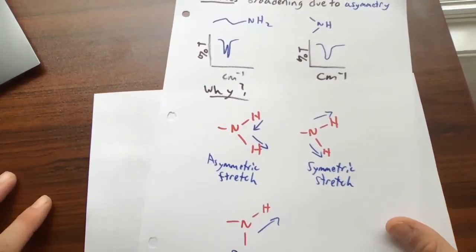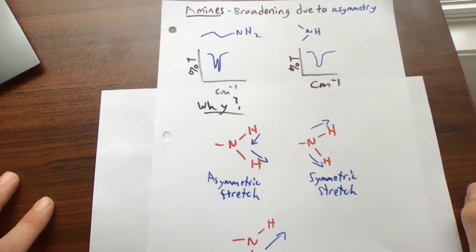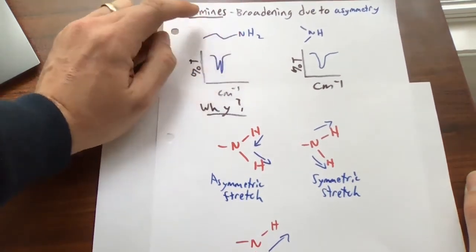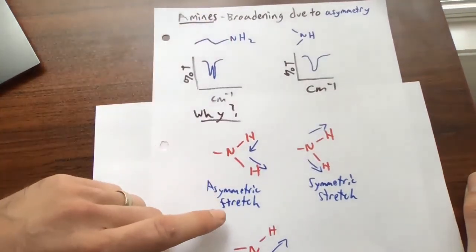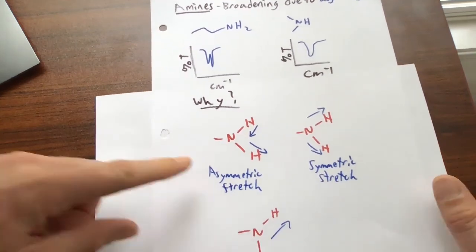So be careful when thinking about the assignments of functional groups and how many signals you think they should have. It's not tied to the number of hydrogens that might broaden a signal. It's tied to the types of stretching modes that can happen in those molecules.